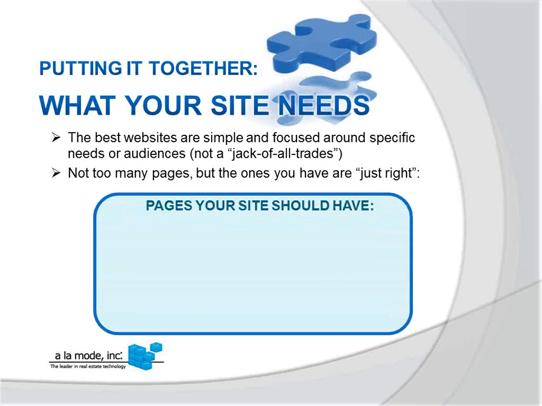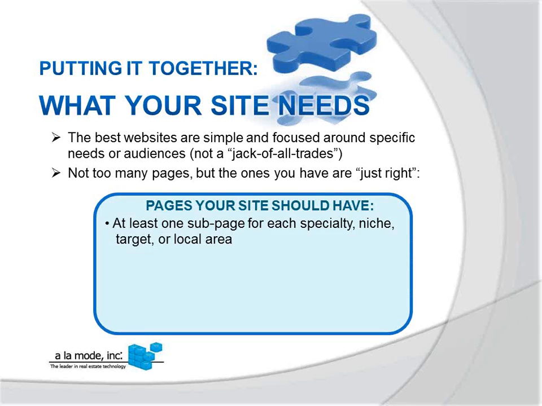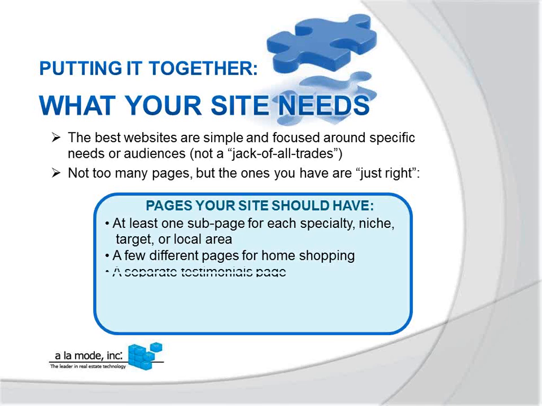But here's the pages your site should end up having overall. At least one subpage for each specialty, each niche, each target, or each local area. Give them their own page so that you actually focus on it and that people who want that can hop in there. A few different pages for home shopping. We talked about these. Make a luxury button or a starter homes button or whoever you're trying to take care of, but not just a search button. You need to have more than just a search button.